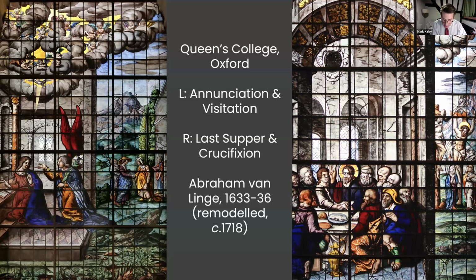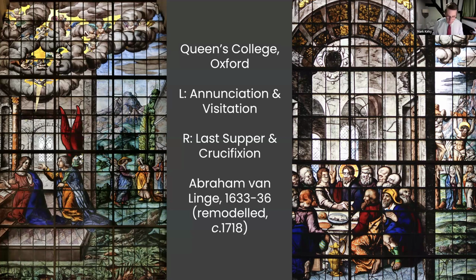Here we have two panels in the windows at Queen's College. On the left-hand side, you see the Annunciation with these greens and turquoises, which is very characteristic of the enamel painting work that Van Linge used. And on the right-hand side, we see the Last Supper on the left part of that window, and a very small sliver of what previously would have been a much wider window depicting the crucifixion, but now cut up and rearranged in order to fit into the different shape of window in the new chapel. Similar sorts of alterations went on at Balliol College as well.